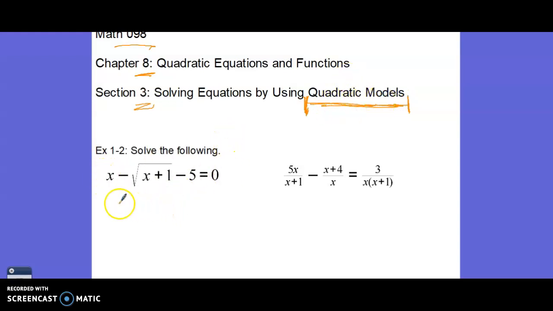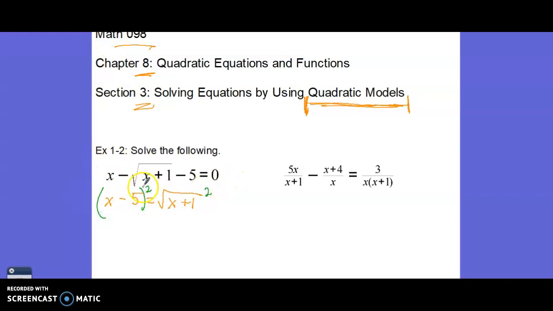So in the very first problem, what I would do, because this isn't really set up in a quadratic form, like it's not something squared, like this piece is not really helpful. What I would probably do is just leave the minus 5 on the left side. That way I can just add the square root of x plus 1 over, and adding something to 0 is just going to be that thing. So then from here I can just square both sides.